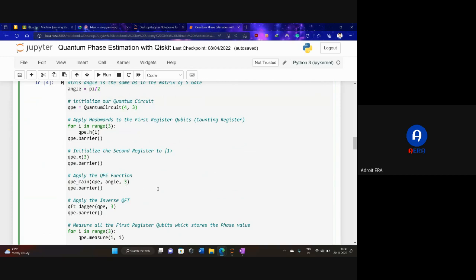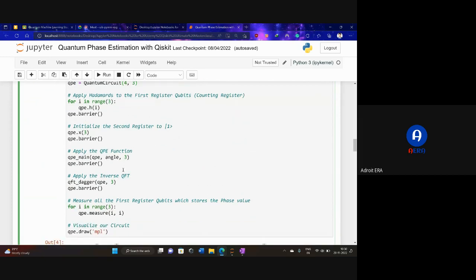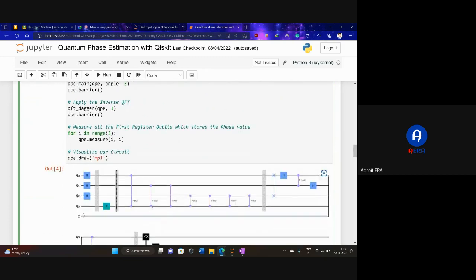Now, then we apply the inverse QFT. So the code is very simple. If you can see, it is very, very straightforward. We are just going step by step of whatever we did, 1, 2, 3, 4 steps. And finally, we measure it in the end and we draw. So this is how the circuit looks like.